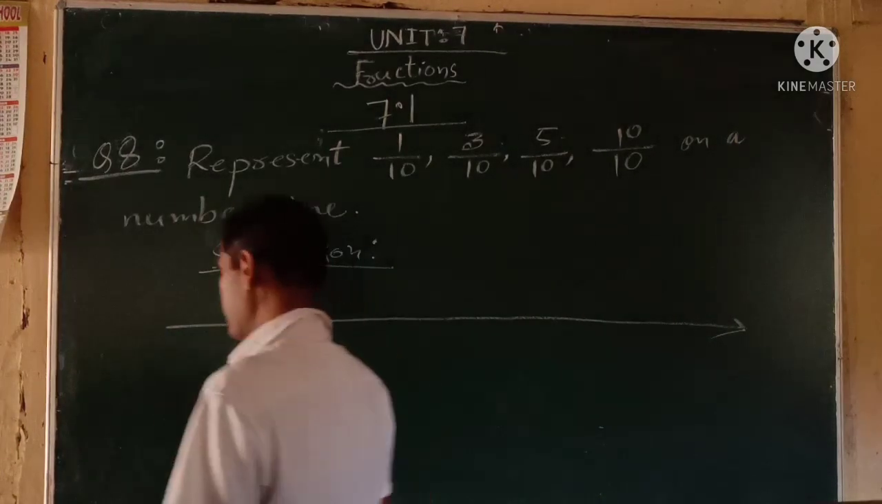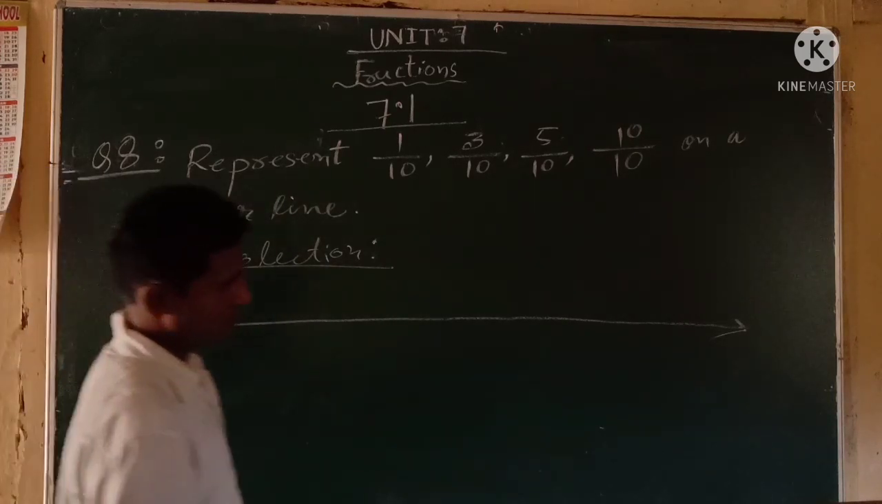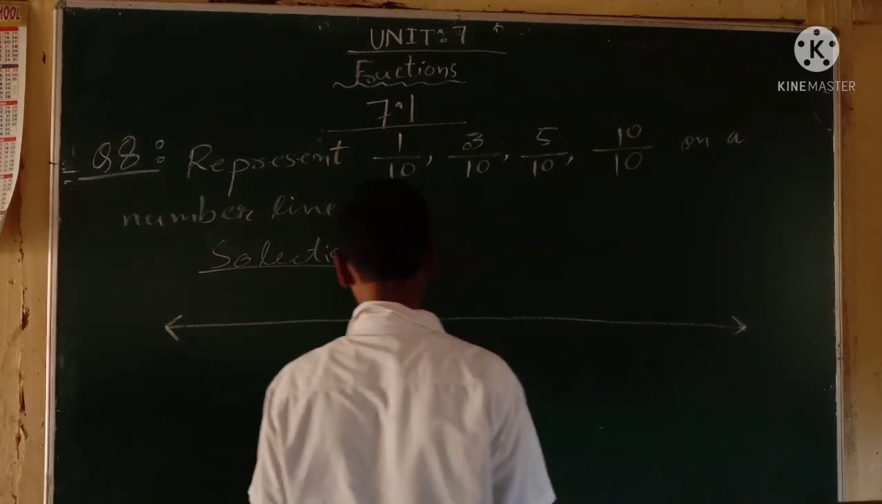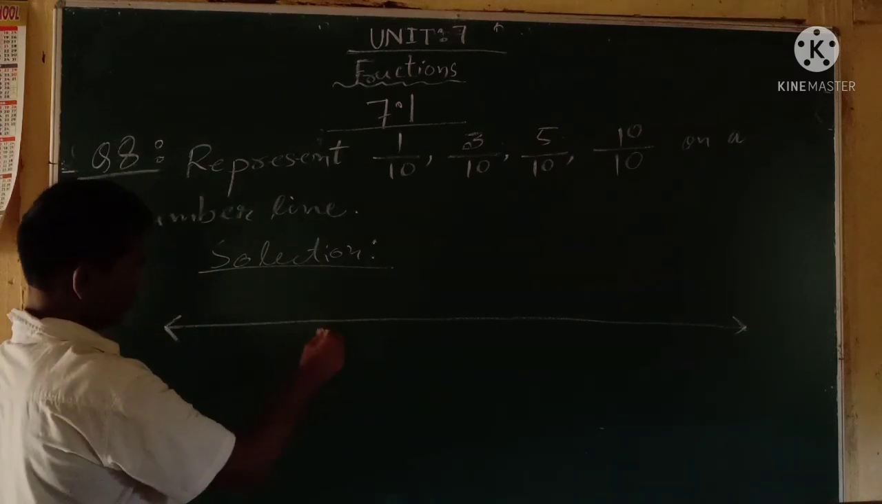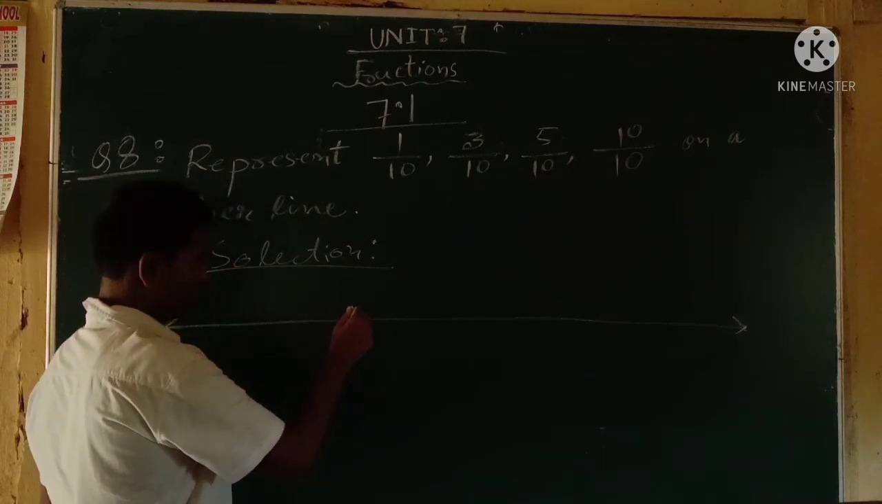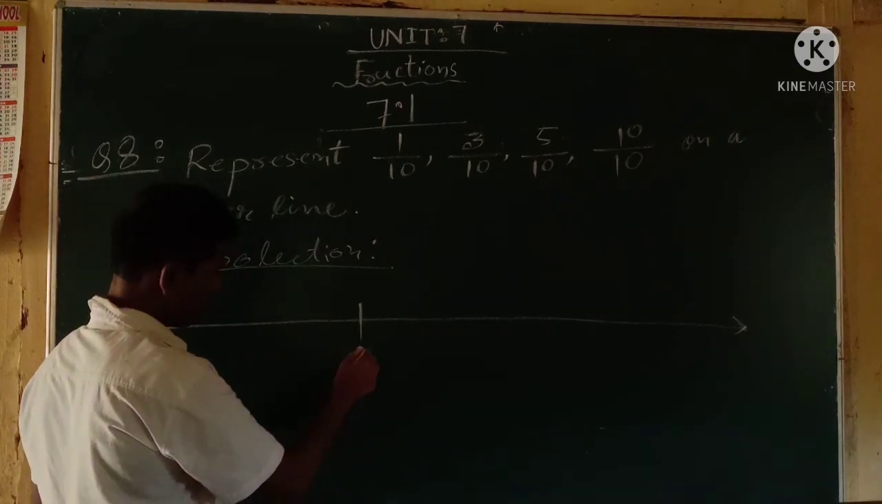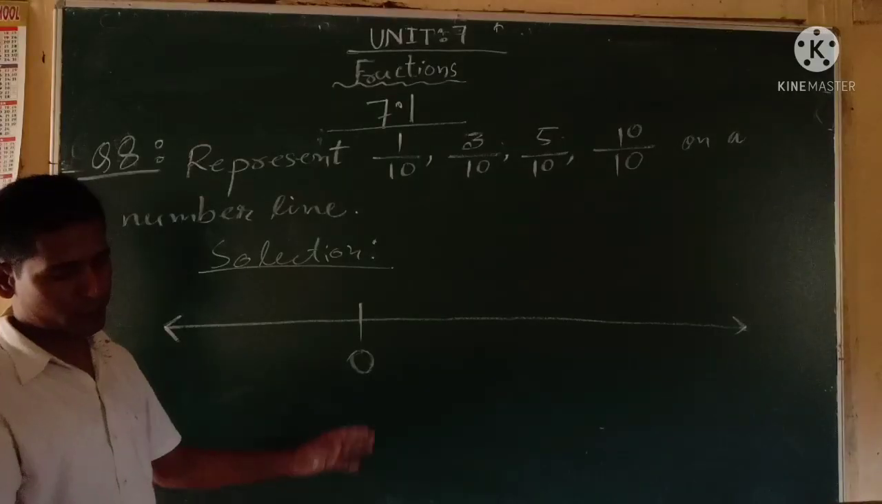To be a number line, we know that there should be arrows on either side. If you don't put the arrow, it will not be a line, so don't forget to put the arrow. And this is called the origin of the number line.